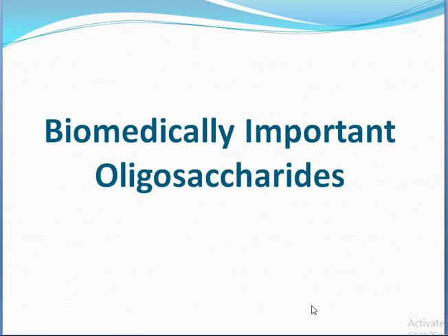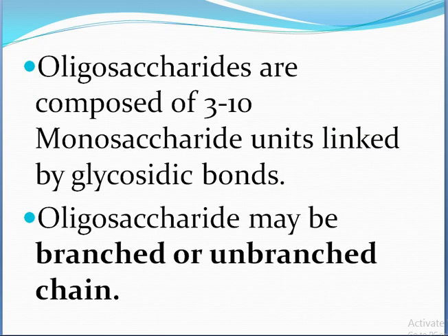We have discussed the monosaccharide as well as disaccharide. Disaccharide is among the oligosaccharides. They have only two monosaccharide units, whereas the oligosaccharides have 3 to 10 monosaccharide units. They are linked together by glycosidic bonds.